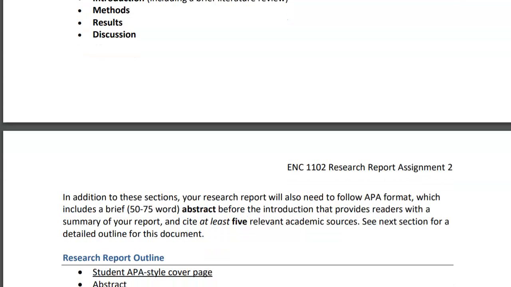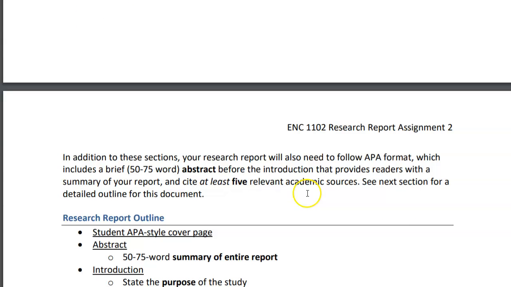Something else to keep in mind here is that you're going to have those sections that I just mentioned, but your research report will also need to include an abstract of 50 to 75 words. That's also part of APA, right? The abstract is essentially a summary of the entire report. It's going to provide readers with a summary, as it says right there. And then once again, remember that you're going to be citing at least 5 relevant academic sources.